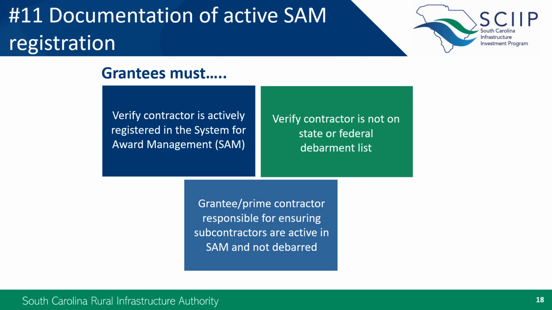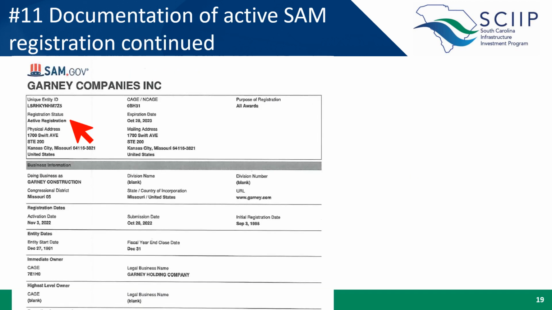Let's talk about the System for Award Management, or SAM. As I mentioned earlier, debarment language is included in the project management procedures, so verification with SAM is a requirement for all projects receiving SCIIP funds. This means that SCIIP funds may not go to entities prohibited from doing business with the federal government. So be sure to look the proposed contractor up on SAM.gov.